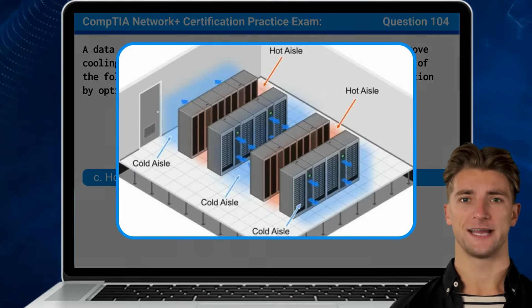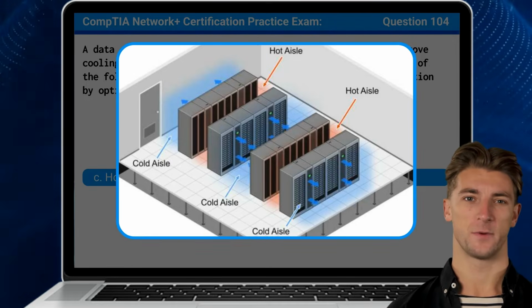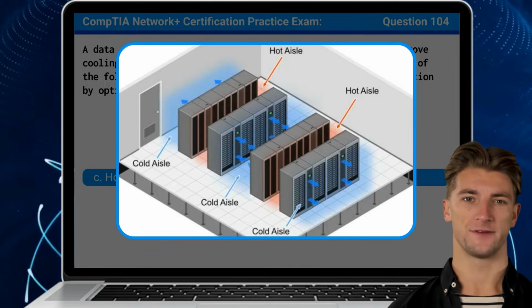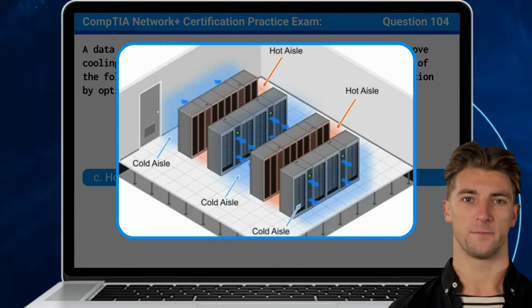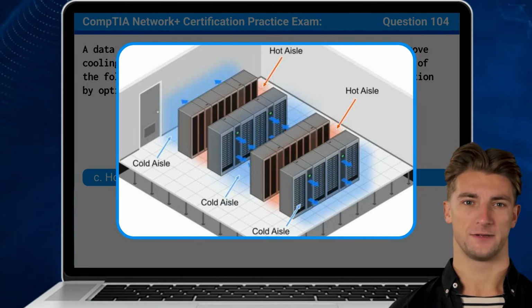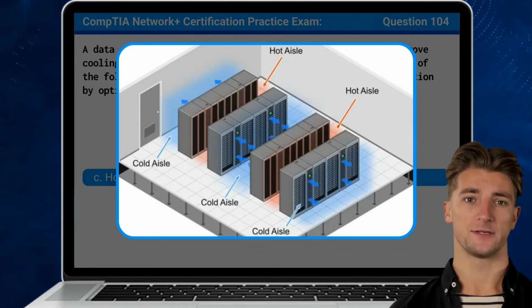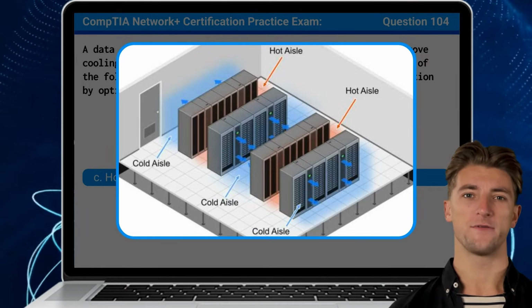A hot-cold aisle design is a widely used method in data centers to optimize cooling and manage thermal dissipation efficiently. This setup aligns server racks in alternating rows where the fronts of one row, known as the cold aisle, face the fronts of another, while the backs, known as the hot aisle, face the backs of another. This arrangement ensures that cold air from air conditioning systems is directed to server intakes, while hot exhaust air is expelled into separate aisles to prevent recirculation. This design significantly improves airflow, reduces cooling costs, and prevents equipment overheating.